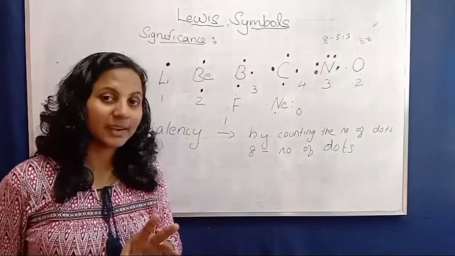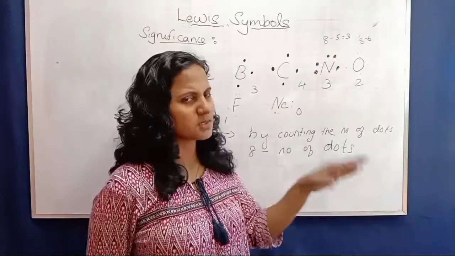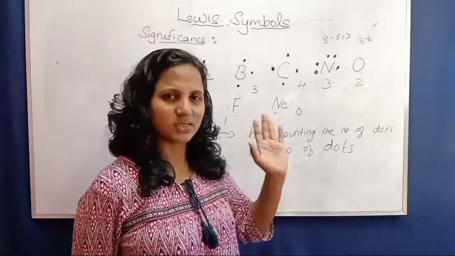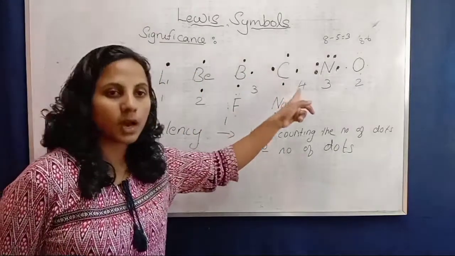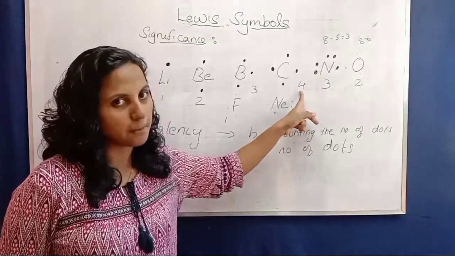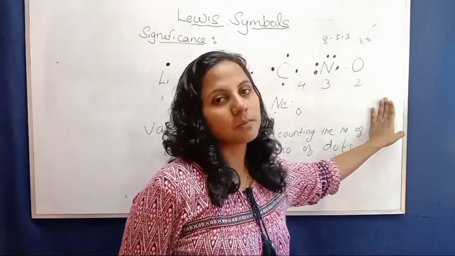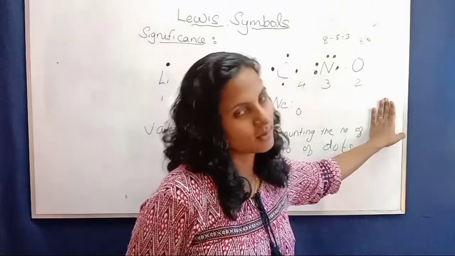For the second row atoms, we can calculate this type of valency for all the atoms, not only for the second row. I have taken the example of second row, that's all. For second row atoms, how can we calculate? Up to carbon, the valency will be the number of dots, and beyond carbon, the valency will be 8 minus the number of dots. Okay, understood? Good.